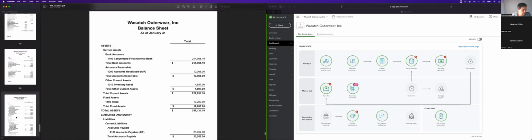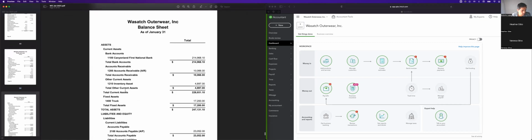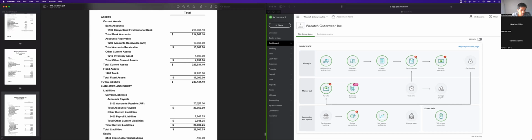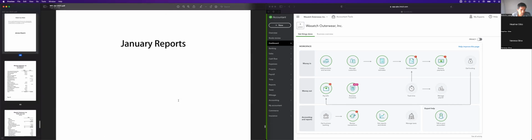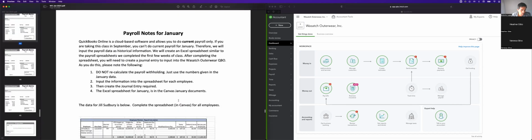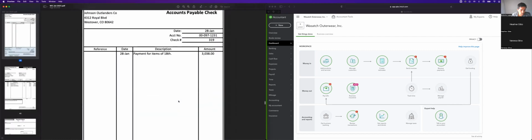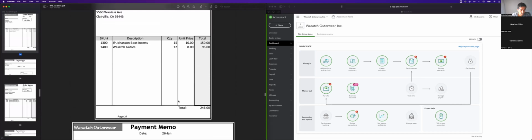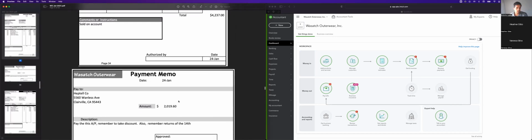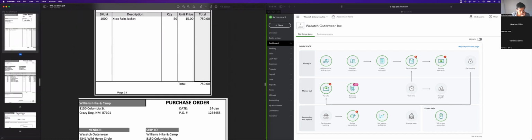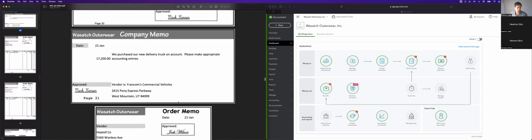So on your balance sheet, we have 23,000 of accounts payable. So that means there was a large bill that came in. I think it was a couple of large bills that came in at the end of the month. Yeah, right here. So we purchased our new delivery truck on our account. Please make appropriate 17,200 accounting entries. So that's most likely one.